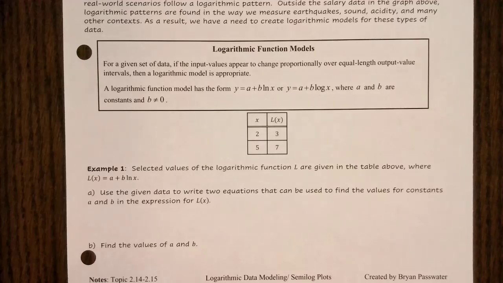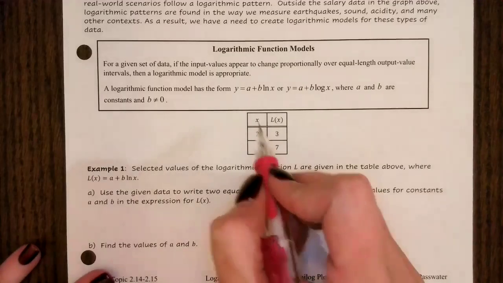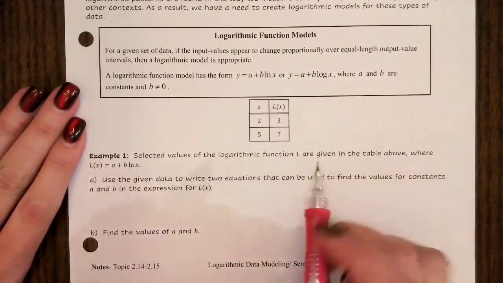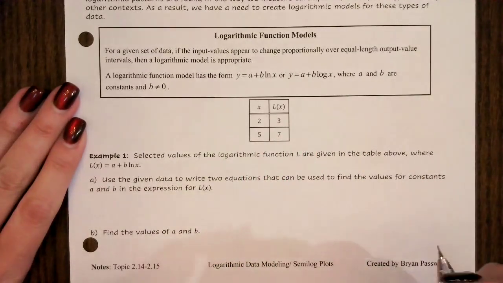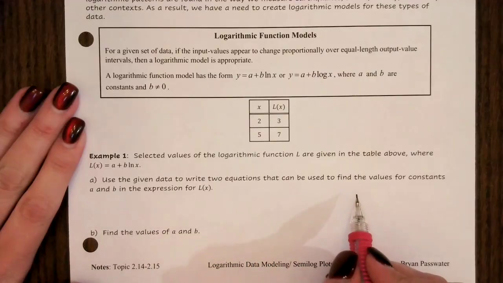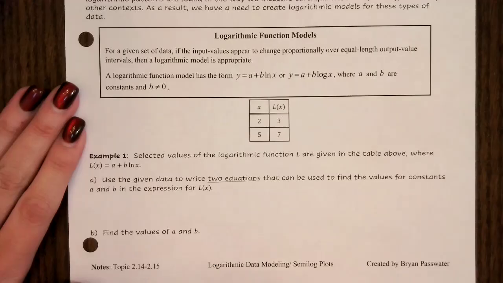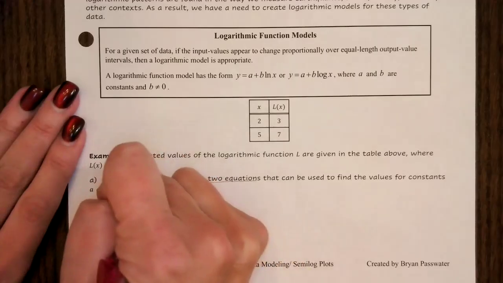So here is a table of values. It says use the given data to write two equations that can be used to find the values of constants a and b in the expression for L of x. So we're going to look at this model here, and we'll go back to that data up there. But right now we're going to start with this right here. The reason it tells us to write two equations is because we have two unknowns, the a and the b. So we're going to start by writing that.